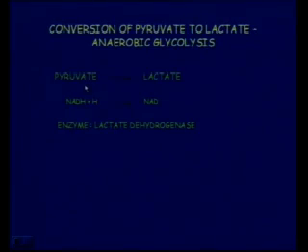Let us have a look at the next slide. The pyruvate is getting converted to lactate in anaerobic glycolysis. NADH plus H is getting reconverted back to NAD, and the enzyme responsible for this is lactate dehydrogenase. So this is all about both aerobic and anaerobic glycolysis.